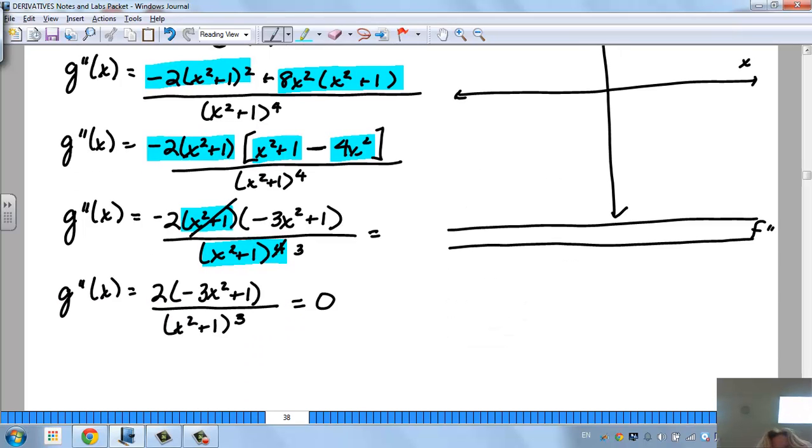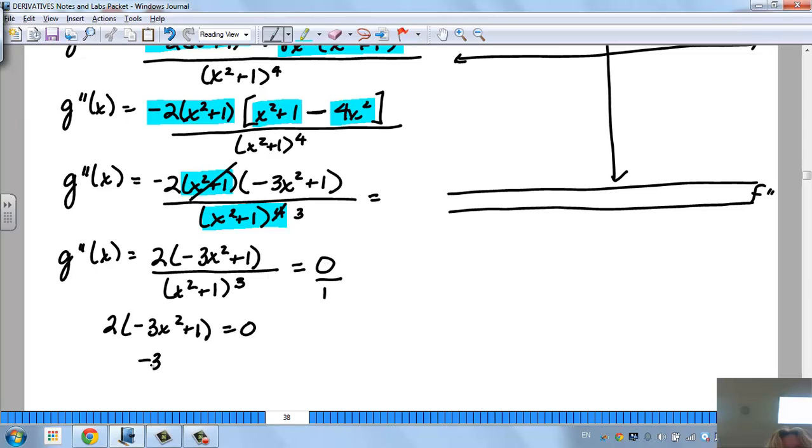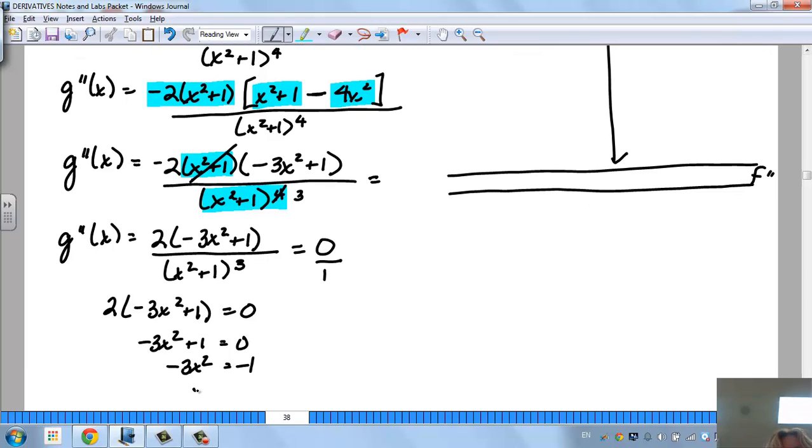All right, so let's keep going. So I have g double prime of x, excuse me, now it's equal to 0. Now when I go to solve this right here, put this over a 1 and cross multiply. So if I cross multiply, as you'll see, this will disappear, and I'll have this equals 0. So I have 2 times negative 3x squared plus 1 equals 0. Now I'm going to divide by 2. So I have negative 3x squared plus 1 equals 0. And if I move the 1, I have negative 3x squared equals negative 1. Divide by negative 3, I have x squared equals a positive 1/3.